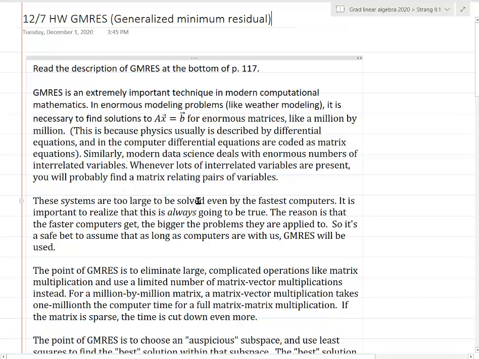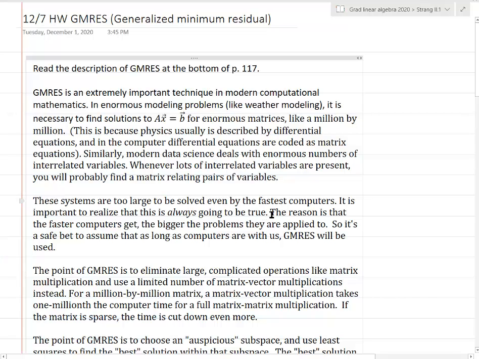These systems are too large to be solved even by the fastest computers. It's important to realize that this is always going to be true. So you might say that as computers get faster and more powerful, well, then you won't need these algorithms. Well, that's not true, because when you get a computer that's faster, then people start looking at bigger problems. And I guarantee the problem is always going to be bigger than the computer, because there are problems of unlimited size out there. So no matter how big your computer is, you're always going to need techniques like this where you don't get an exact solution, you get an approximate solution.